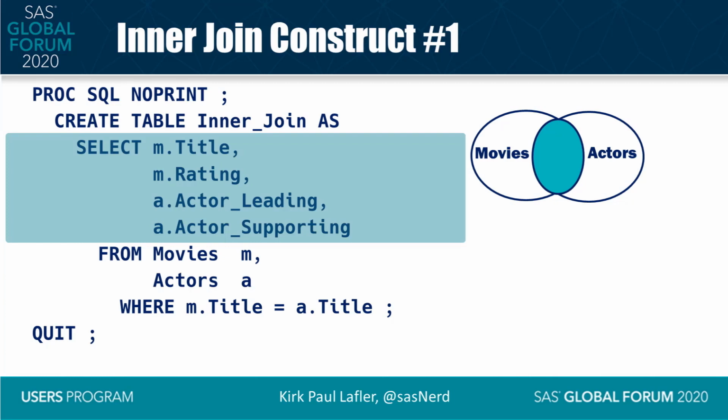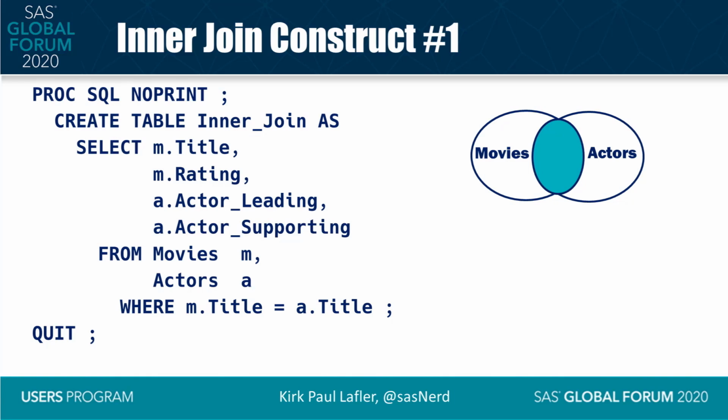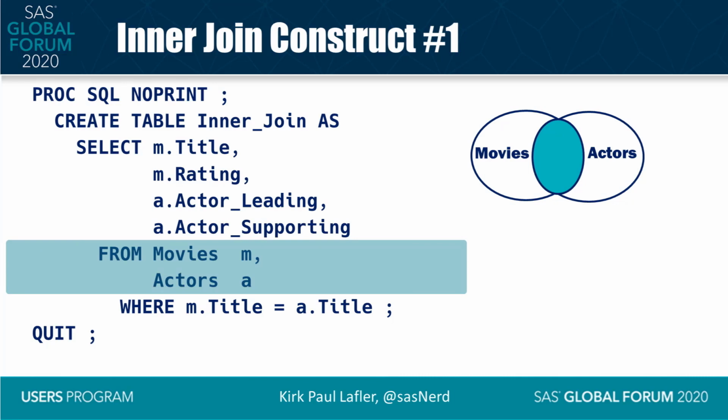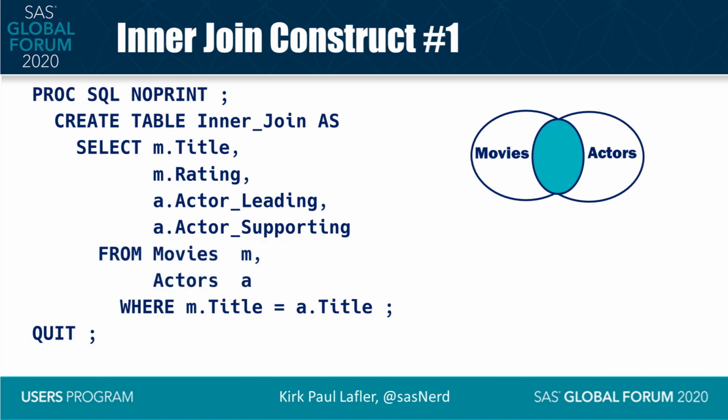Now this construct that I'm showing here in the from clause, the from clause says movies. I'm going to assign a table alias called M for movies, comma. This is one way to write the inner join construct. And then the second table, actors, with the table alias A for actors. Optionally, we have a where clause, and this is where we relate the title, the key in the movies table, to the title variable or column in the actors table. When they are the same, the intersect is formed.